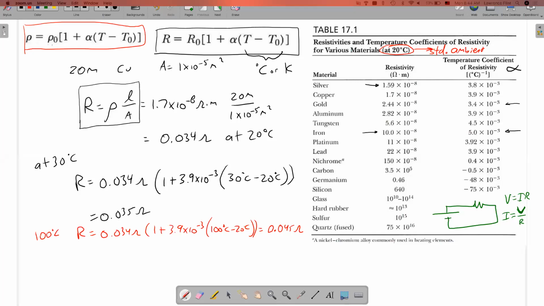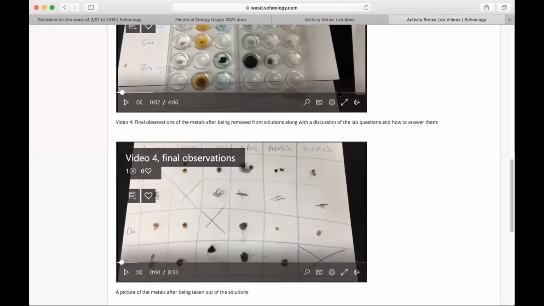Hold on, let's see. Oh, that's weird. Oh, I see what's going on. I'm still in full screen. That's why it got messed up.